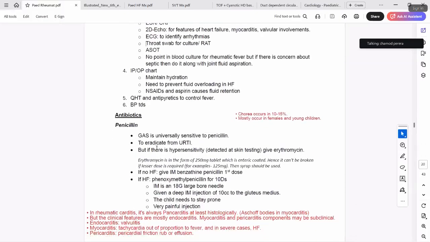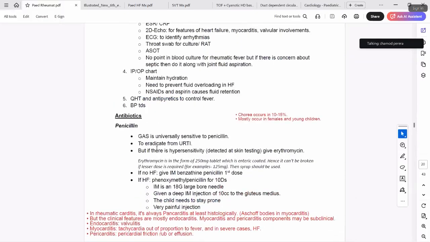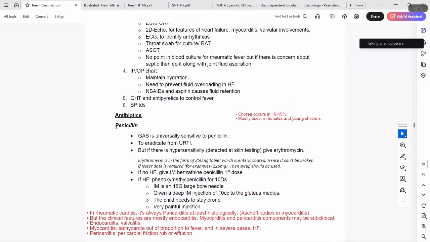So apart from these things, when it comes to specific management, you will also need to give them penicillin antibiotics. Because group A streptococcus is universally sensitive to penicillin, this is basically given to eradicate the upper respiratory tract infection. But if there is a hypersensitivity to penicillin, you can give erythromycin instead of penicillin. Along with that, you can give the penicillin either through the IM route or oral route. IM, you can give it in the form of benzathine penicillin, right? But the other option is the oral phenoxymethyl penicillin.